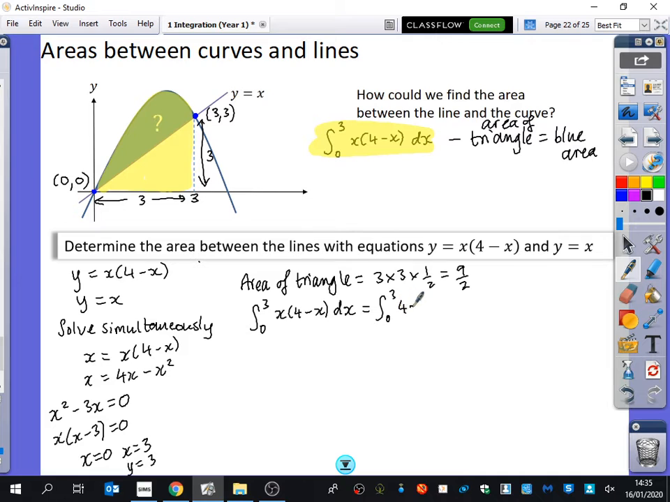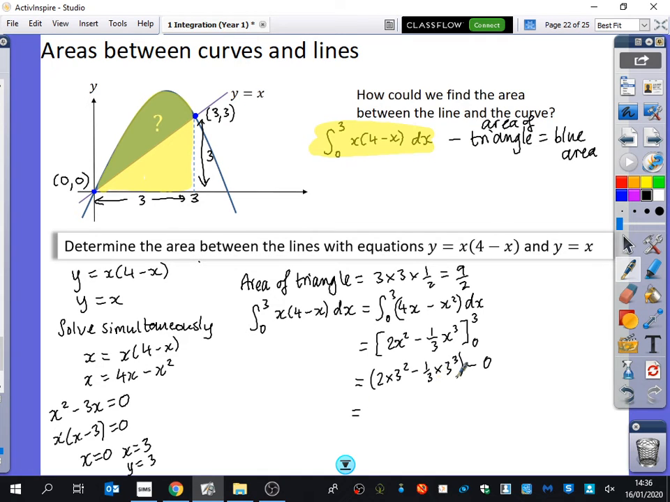So we get 4x minus x squared. And when I integrate this, what does 4x integrate to? 2x squared. And what does x squared integrate to? Good. And that's between 0 and 3. So when I put the 3 in, I get 2 times 3 squared minus a third times 3 cubed, all minus 0, because when you substitute 0 you're just going to get nothing.